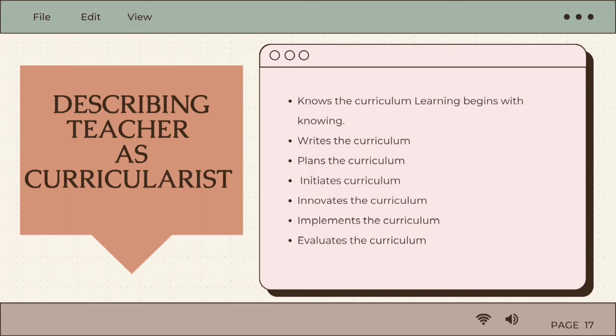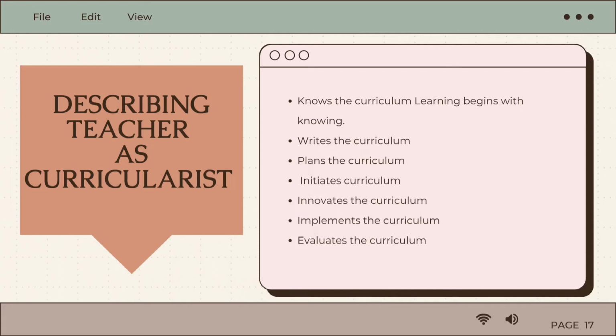The classroom teacher takes record of knowledge concepts, subject matter, or content. These need to be written or preserved. The teacher writes books, modules, laboratory manuals, instructional guides, and reference materials in paper or electronic media. And next, the teacher plans the curriculum.